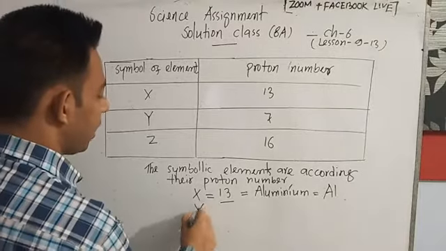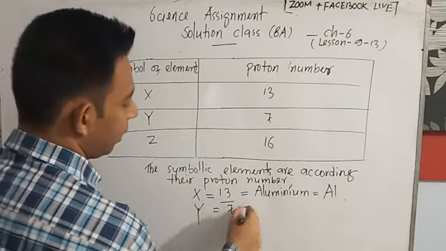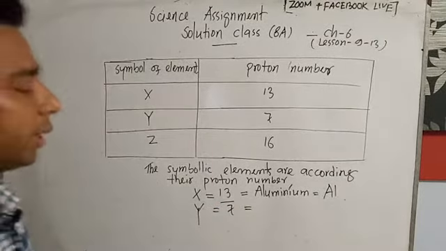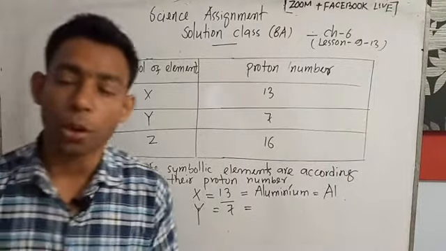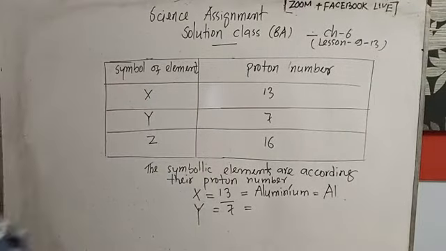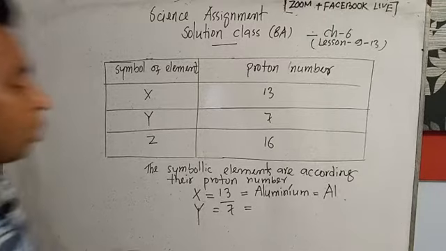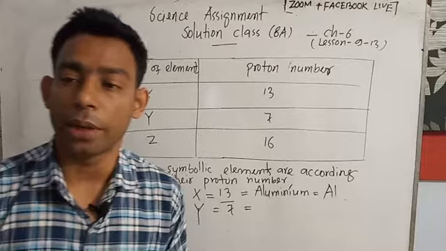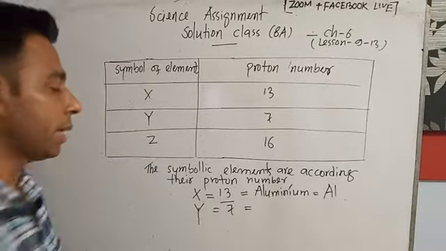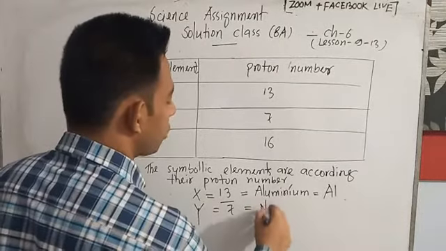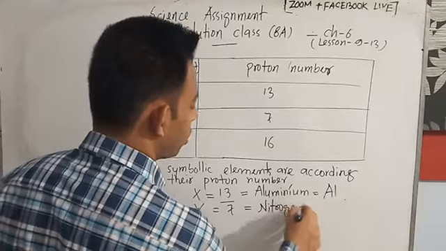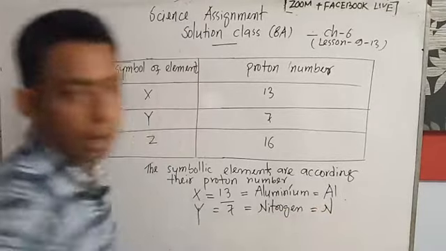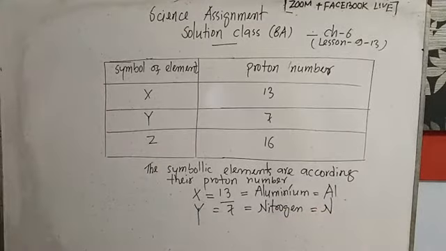Second one, Y is 7, symbolic form. We can put it in there, 7. I told you the proton number is just the atomic number of an element. Atomic number 7, serial number 7. Which one is to be counted here? That is nitrogen. We know about nitrogen, so we can count the nitrogen specifically.